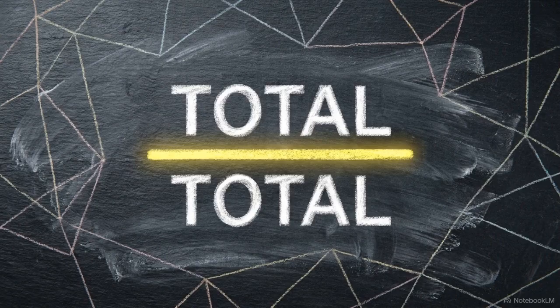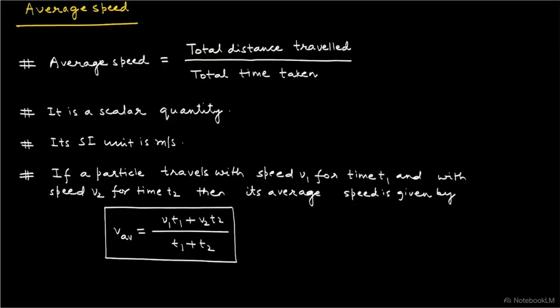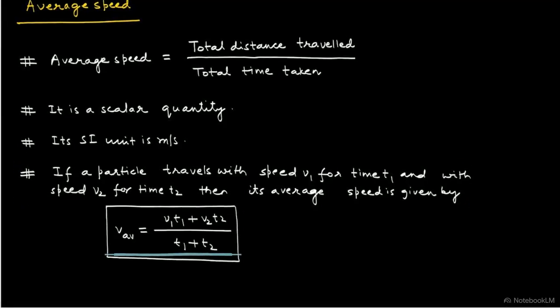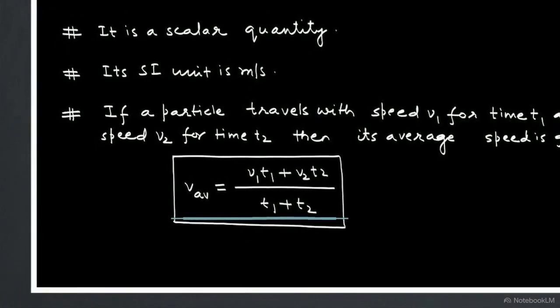When solving for multi-stage journeys or varying speeds, the most reliable approach is to return to these two foundational fractions. Total divided by total. We see how that foundation expands for specific time intervals. If an object travels at speed v1 for duration t1 and then shifts to v2 for duration t2, we calculate total distance by adding the product of each segment before dividing by total time.